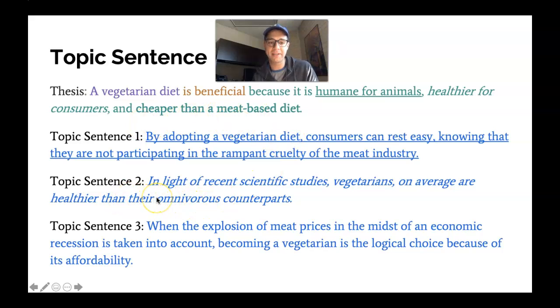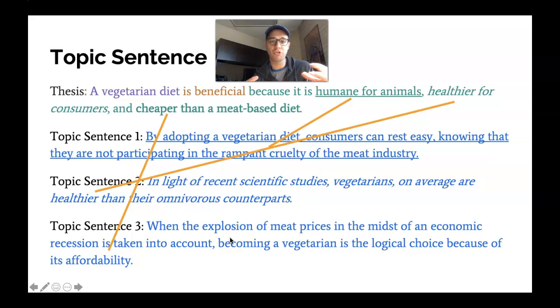So my second topic sentence is, in light of recent studies, vegetarians on average are healthier than their omnivorous counterparts, which I'm connecting right to my second detail. Topic sentence 3: when the explosion of meat prices in the midst of an economic recession is taken into account, becoming a vegetarian is a logical choice because of its affordability, right? Connected to detail number 3.